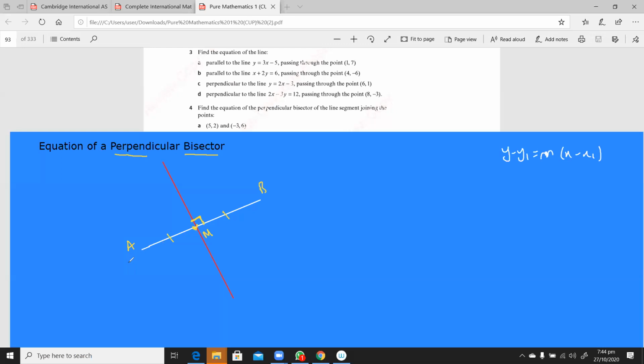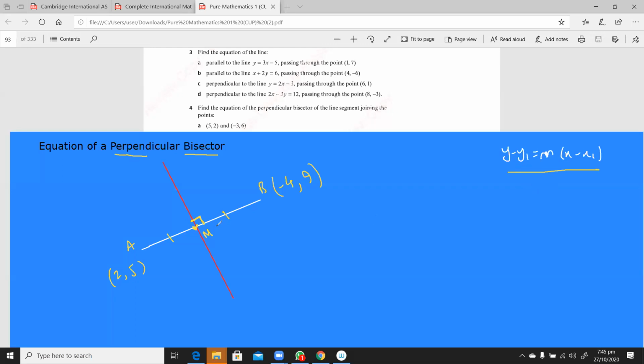Now, suppose we have the coordinates of the point A, let's say this point is 2, comma 5, and this point B is, let's say, minus 4, comma 9. So this is minus 4, comma 9. We have to write down the equation of this red line. So you see that when you have to write the equation of a line, you should have at least one point on that line.